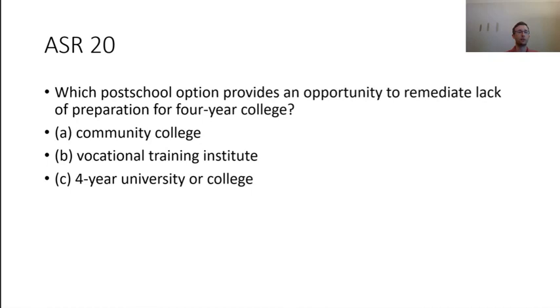All right, ASR 20, which post-school option provides an opportunity to remediate lack of preparation for four-year college? Is it A, community college, B, vocational training institute, or C, four-year college or university? A couple more seconds. All right, I'll close the poll, and the answer here is A, community college.